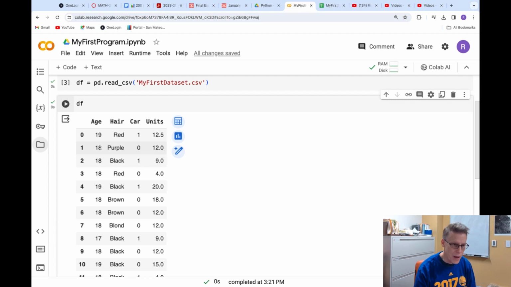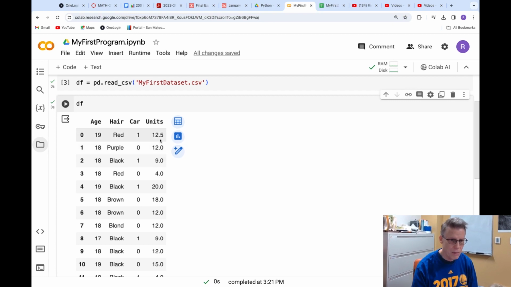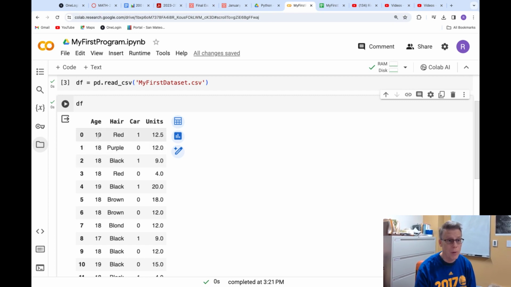There are 2 of them, age and units, where the numbers actually mean what they are. For example, this person here that says 19, that means they're 19 years old. And they have 12.5 units. This person is 18 years old and is taking 12 units. And this person is also 18 years old and they're taking 9 units, etc. So the numbers mean what they say.